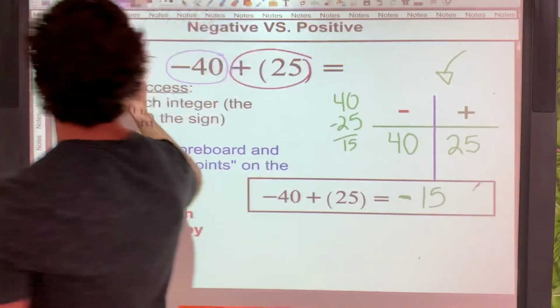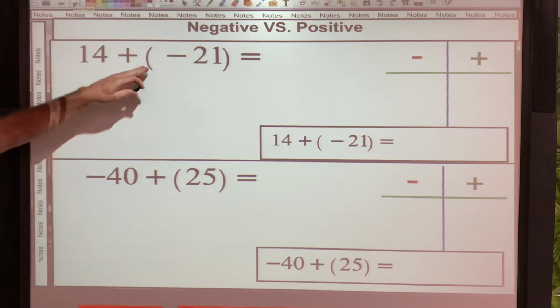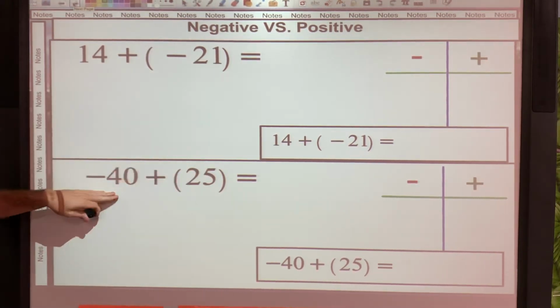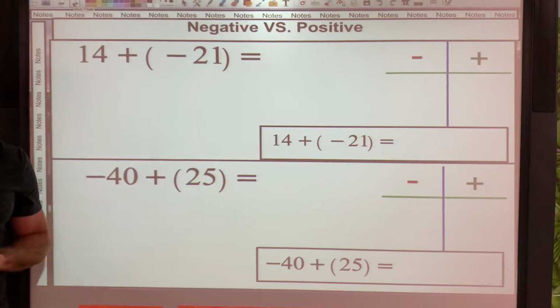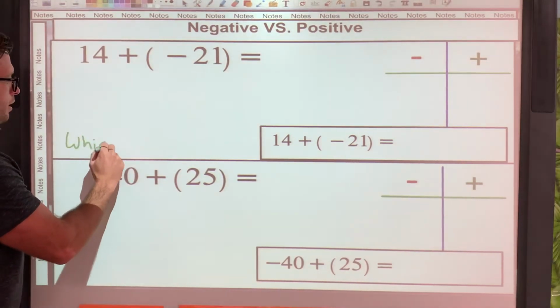On the next screen, I want you to try 2 of these on your own. So go ahead and pause the video, set up your scoreboard, circle your integers, fill in your scoreboard, and then figure out which team wins and by how much.